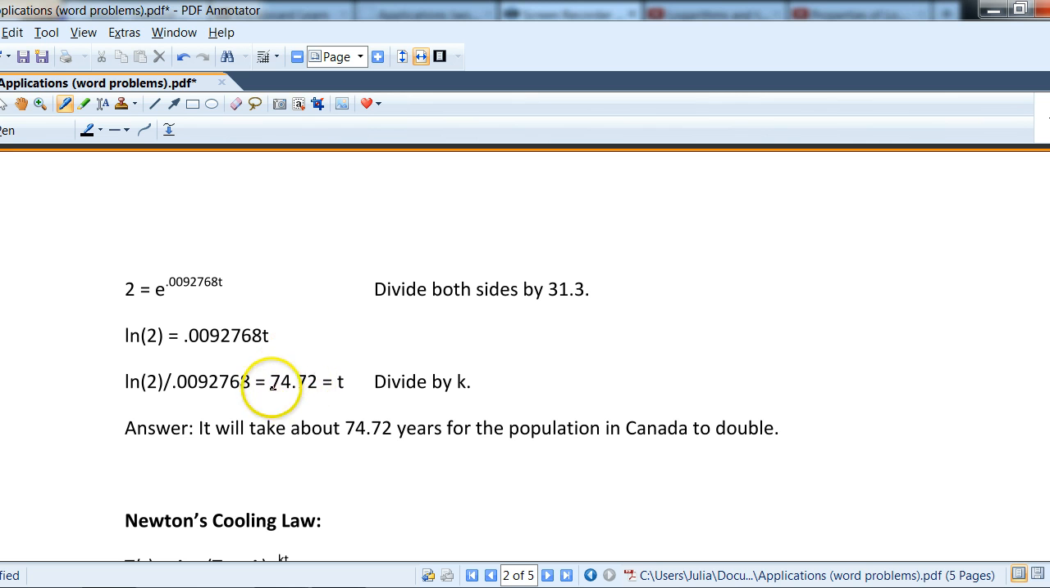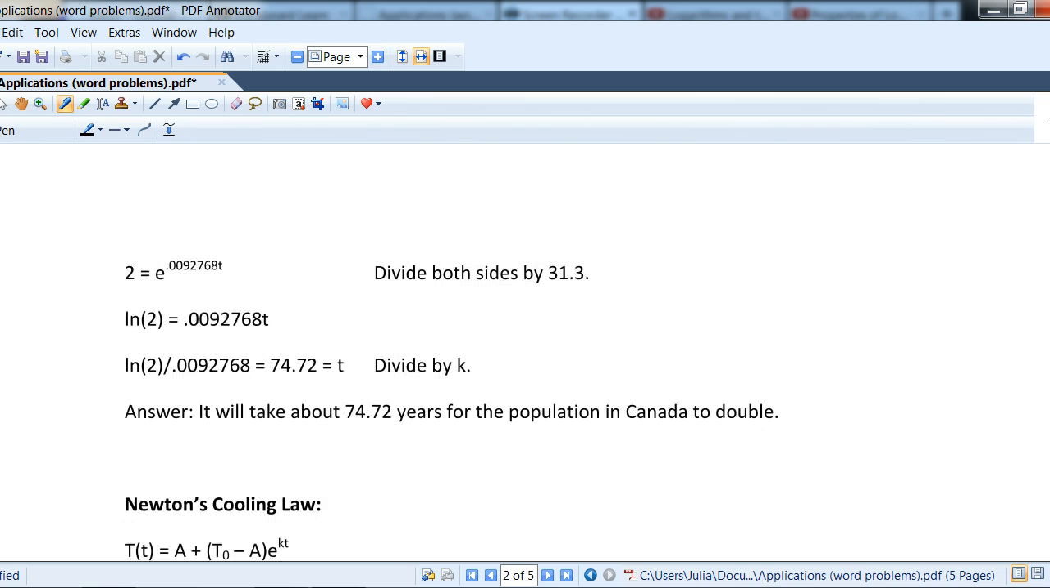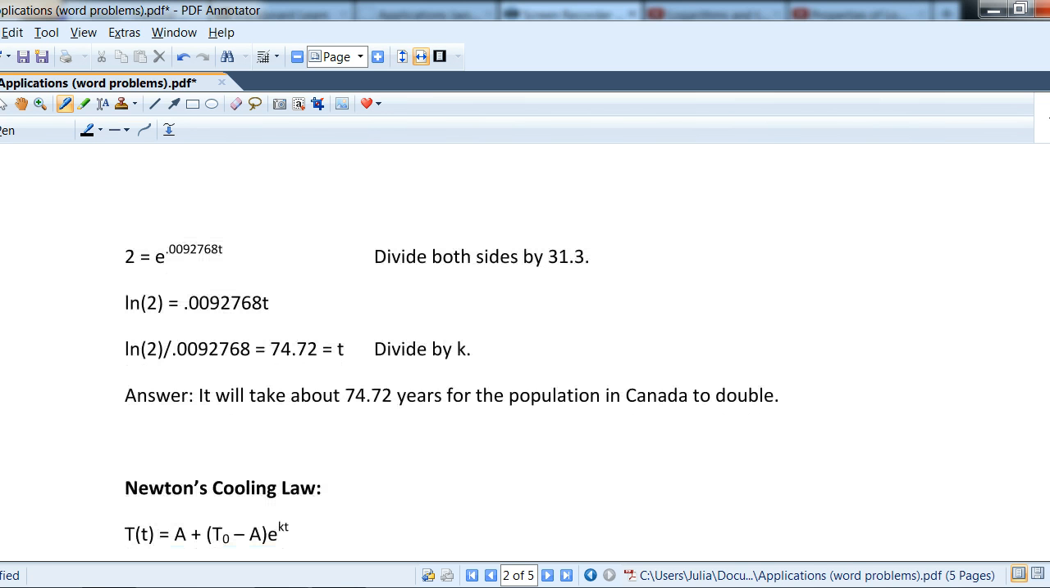So round it to as many decimal places as makes sense. With years or time, about 2 decimal places is usually okay. So it would take almost 75 years for the population in Canada to double. So it's not a very fast growth, but still, it's pretty good actually.